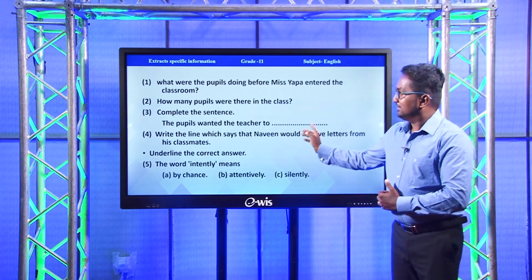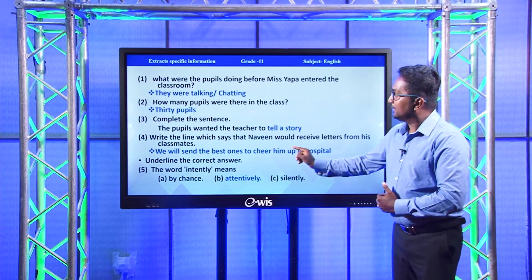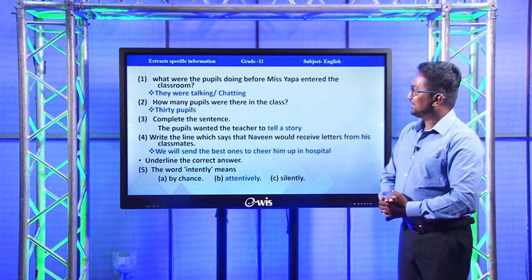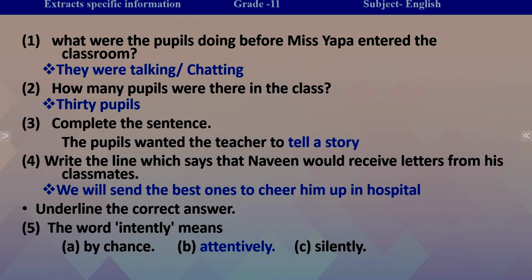Yes. If you have completed, there you are. What were the pupils doing before Miss Yapa entered the classroom? They were talking, chatting. Good. How many pupils were there in the class? Yes, there were 30. Complete the sentence. The pupils wanted the teacher to tell a story. Did the teacher tell a story? Not yet. We'll see. Write the line which says that Naveen would receive letters from his classmates.